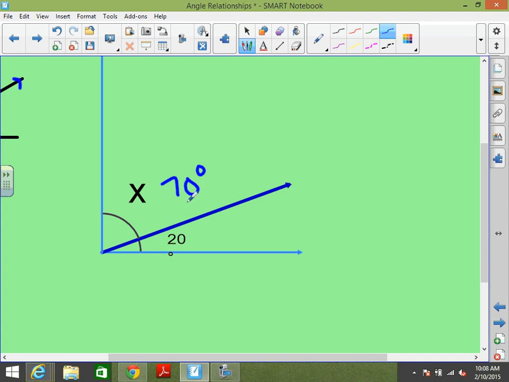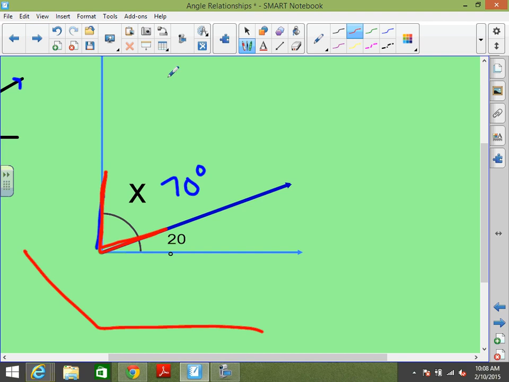So if you're listening and you're following, you wouldn't tell me 160. That doesn't make sense. 160 is an obtuse angle. This angle right here that I'm referring to is not even obtuse. 160 is a pretty fat angle. So it can't be 160. That doesn't, common sense wise, make sense.